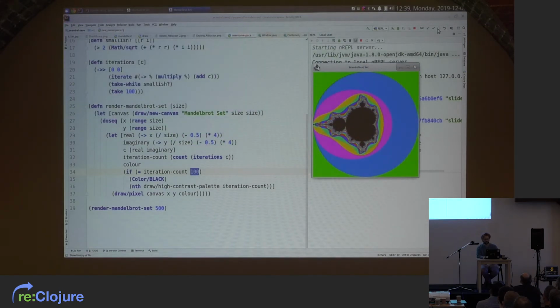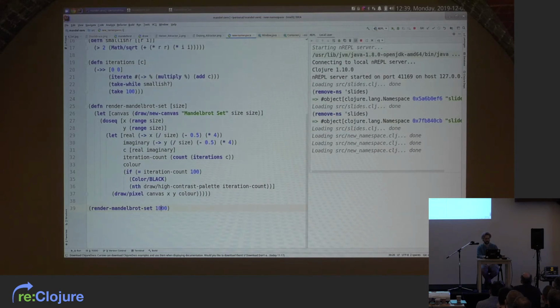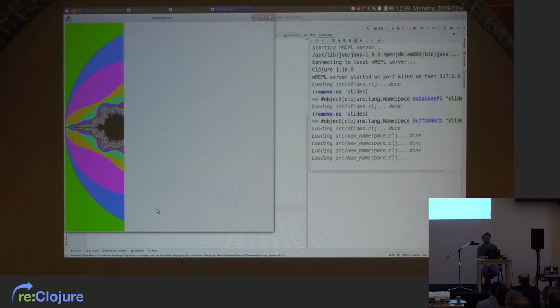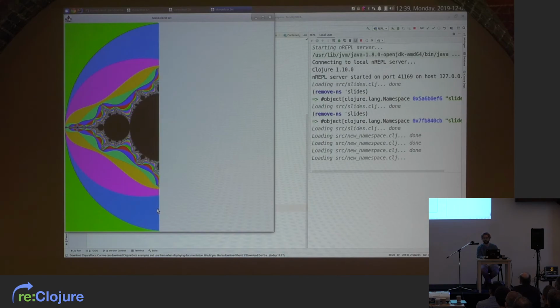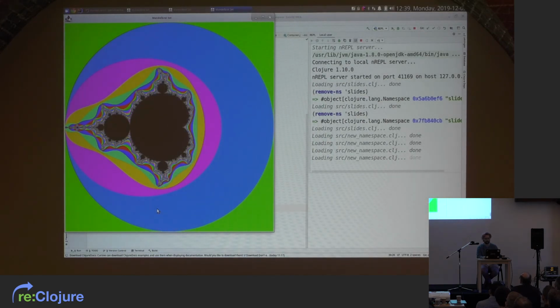This is a bit smaller. Make it a bit bigger. How much bigger do you think? Maybe double the size? Nice. You'll notice it slows down when there's lots of black pixels because, of course, we have to iterate those more, so it takes longer.